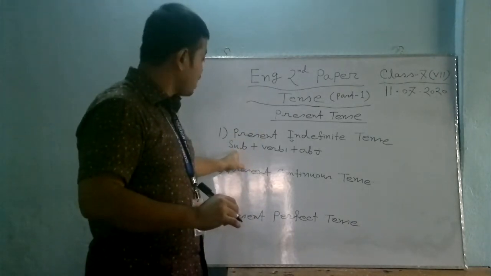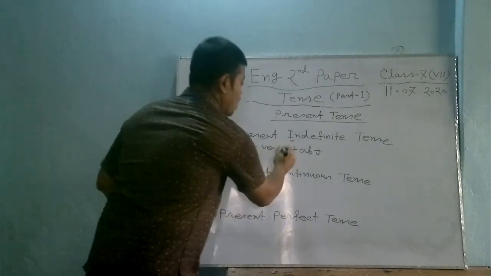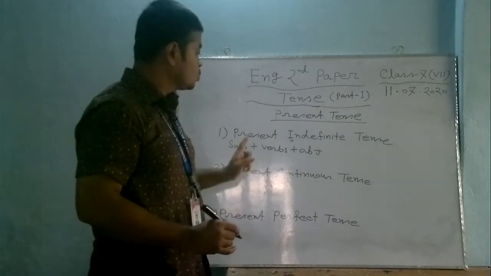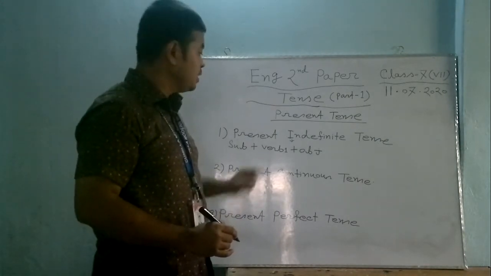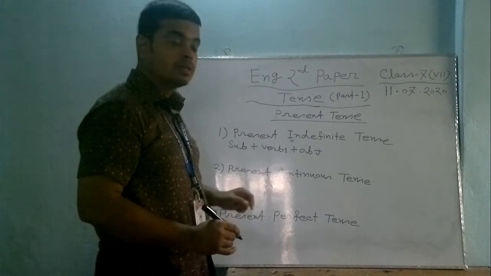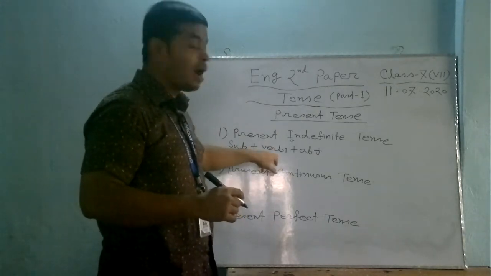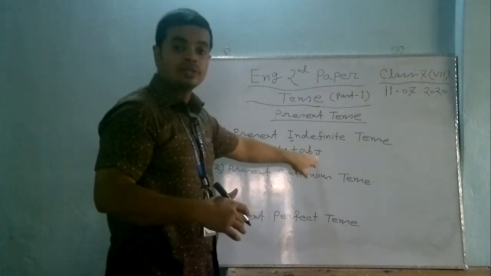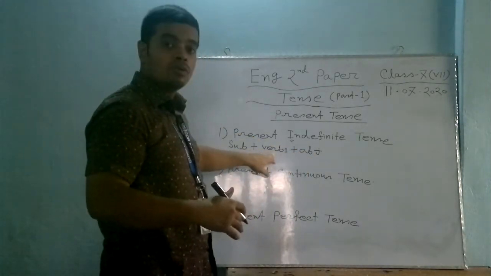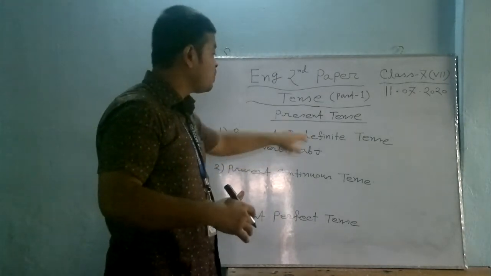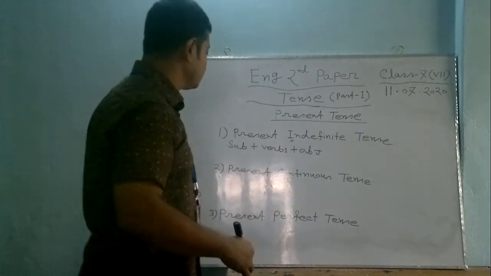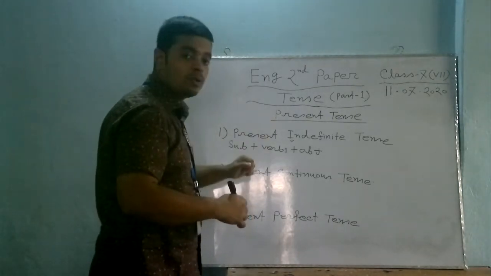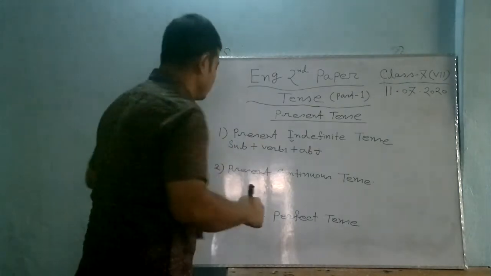First one is subject plus verb 1. Verb 1 means the present form of the verb. I think you should know from the chapter on strong verbs and weak verbs in class 7 what verb 1 is. Verb 1 means the present form of the verb. Then object. So this is the structure for making a sentence in present indefinite tense. We can make an example by following this structure.